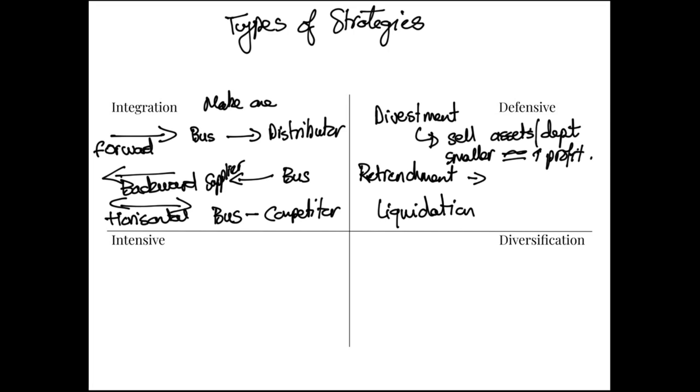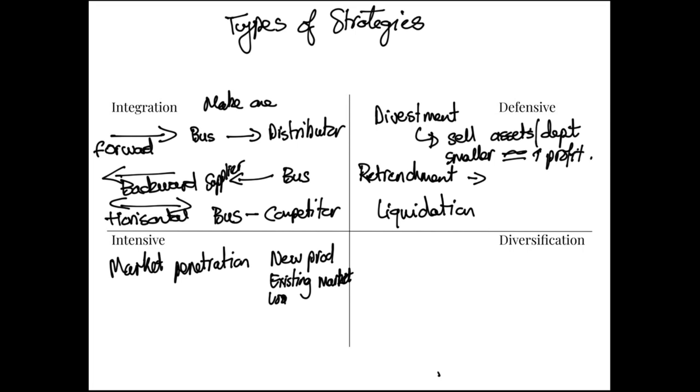Then you've got intensive strategies. So you've got market penetration. Now, market penetration means you come in with a bang. So new products at existing market, and then you do it at low prices. So the low price gets your people to come.